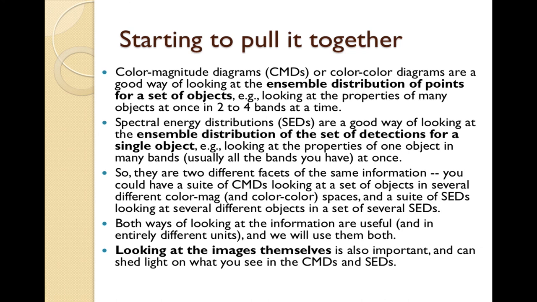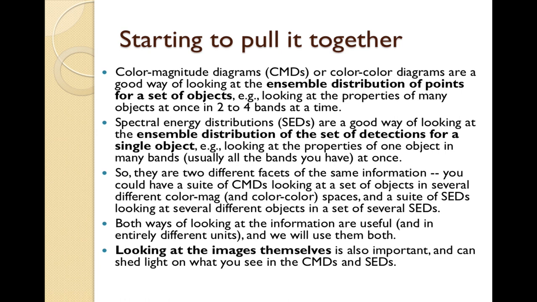All right, last slide. You need to start pulling all of this together. Color magnitude diagrams or color diagrams are looking at many points, many objects, in anywhere from 2 to 4 bands at one time, 2 to 4 wavelengths. Spectral energy distributions are looking at the points from many wavelengths for one object at once. So you can kind of think of it as two different facets of the same data cube that you're looking at.